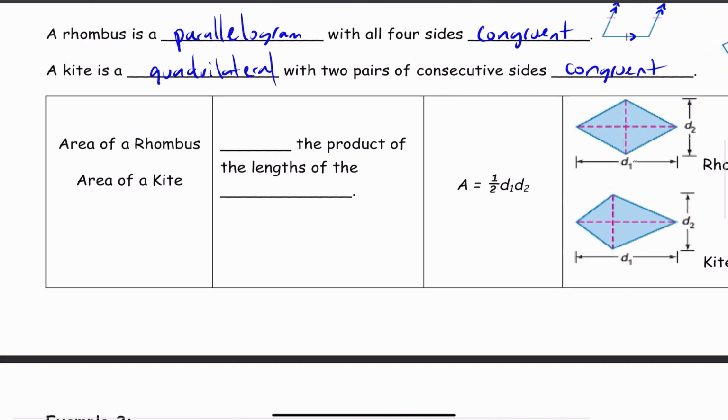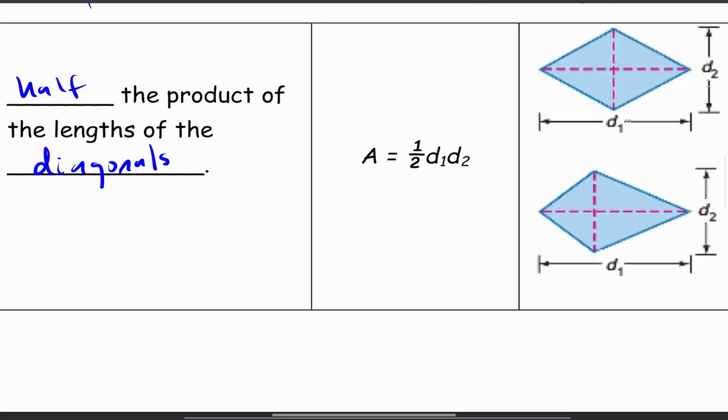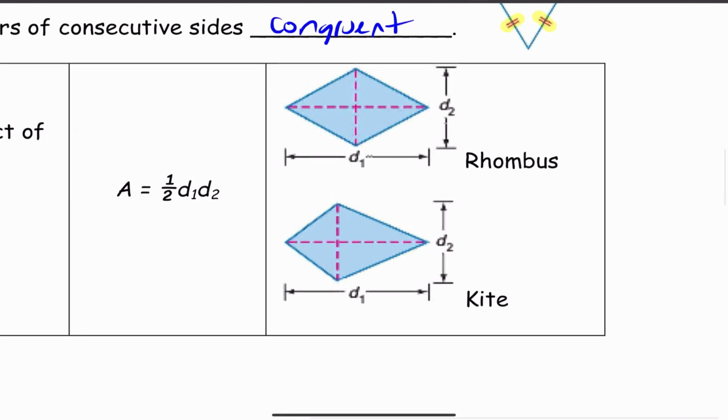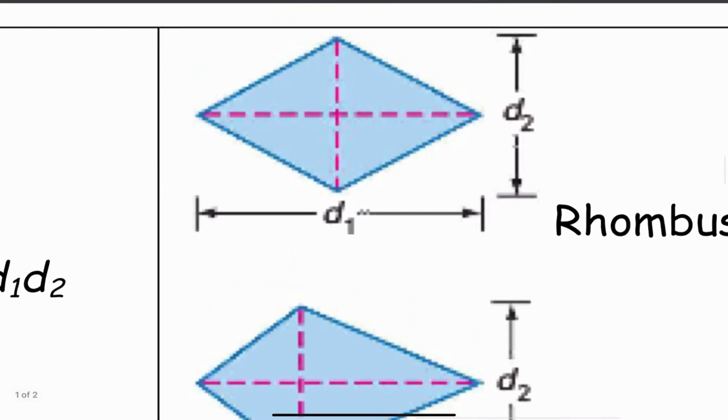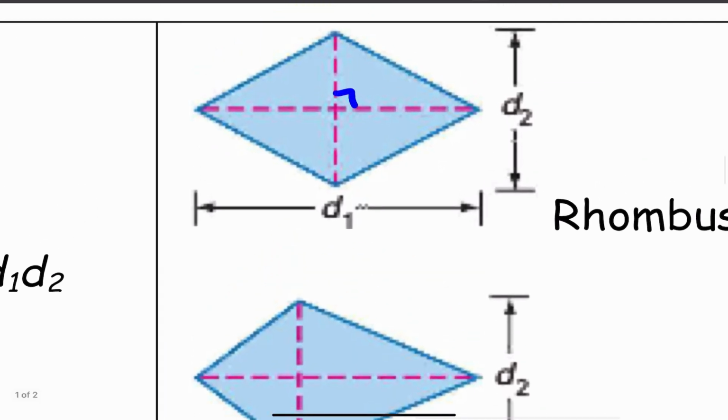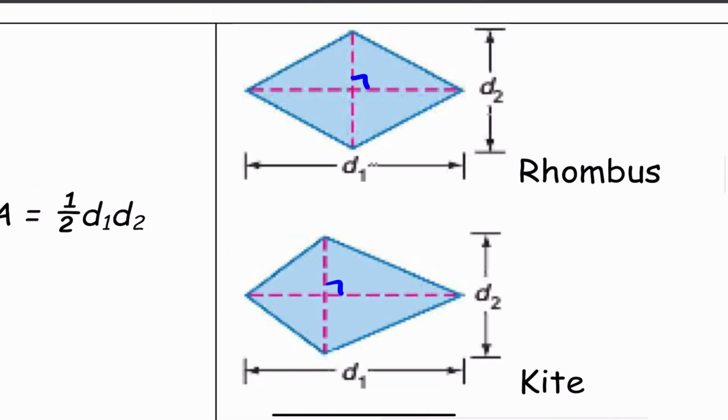Let's take a look at this. Area of a rhombus, area of a kite, it's half the product of the lengths of the diagonals. So A equals 1/2 diagonal 1 times diagonal 2, or A equals 1/2 D1 D2. So here's my rhombus, here's my kite. Please know that the diagonals are perpendicular to each other, so they intersect at 90 degrees. That's going to be necessary when we have to apply the Pythagorean theorem to find parts of our diagonals. So keep that in mind.